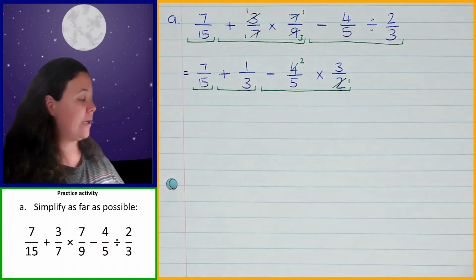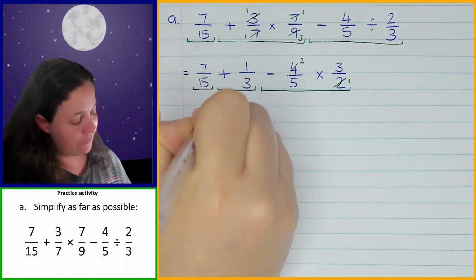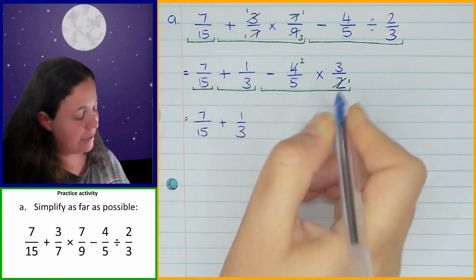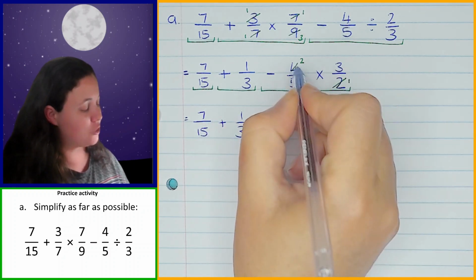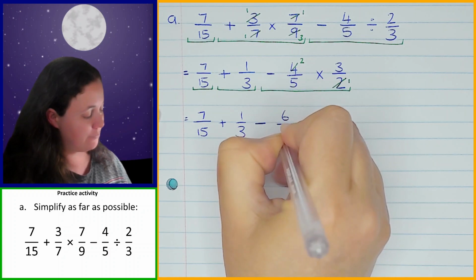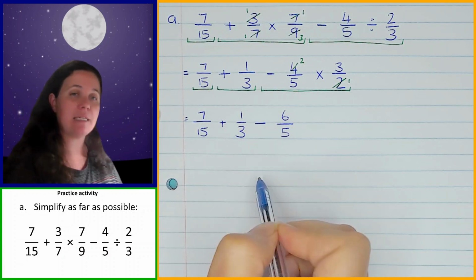Okay, so now we can see what we are left with. For the first term, that stays as it is, 7 over 15. The second term stays plus 1 over 3. And now I've got a negative times a positive is minus, and then 2 times 3 is 6 over 5 times 1, which is 5. So now we're left with 7 over 15 plus a third minus 6 over 5.